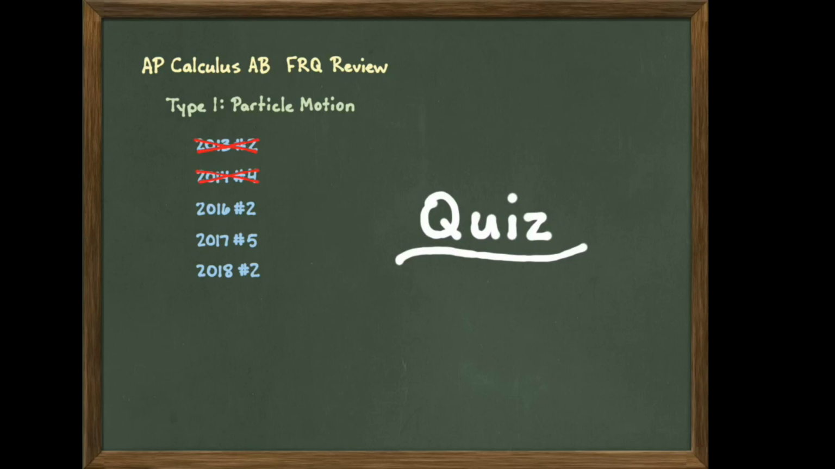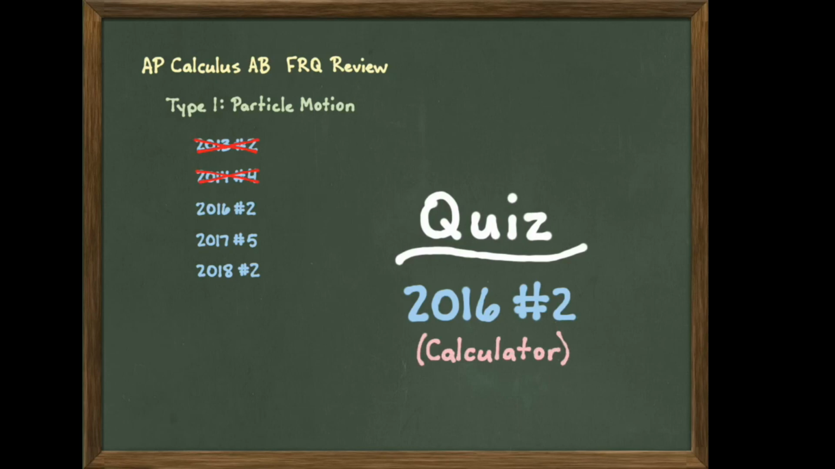Your next job is a quiz. So I want you to do this with all honesty on your own. Set a timer for 12 minutes. You're going to do question number 2 from 2016. This is a calculator-based problem. Again, set a timer for 12 minutes and then watch the next video to score yourself.